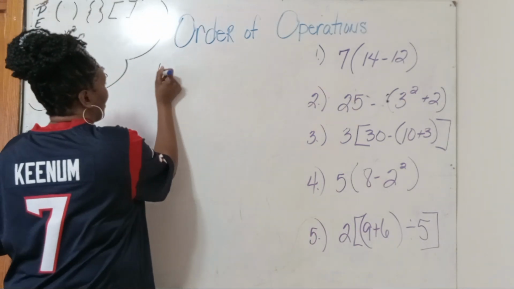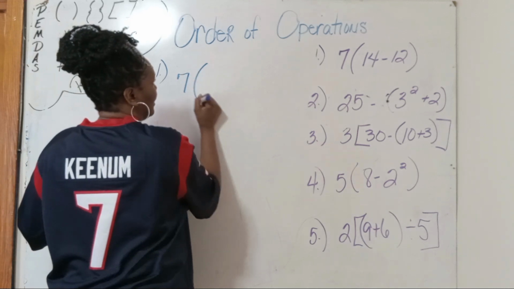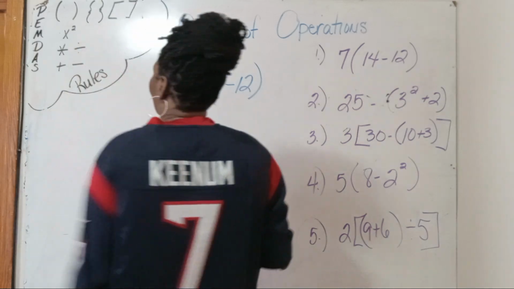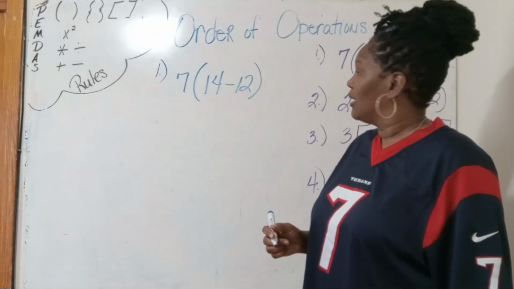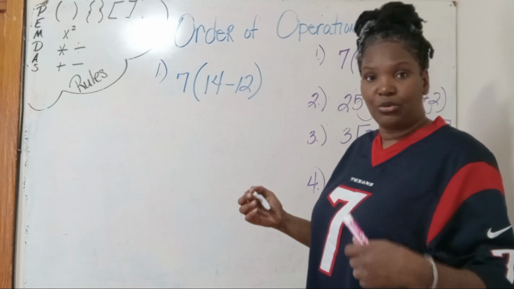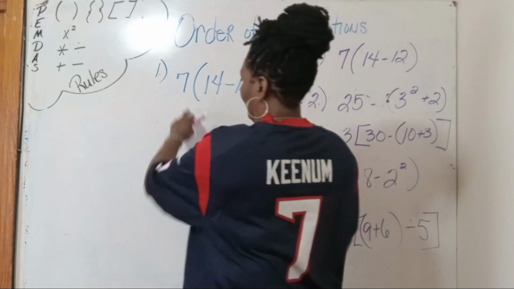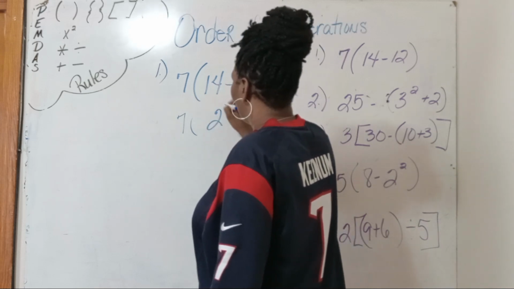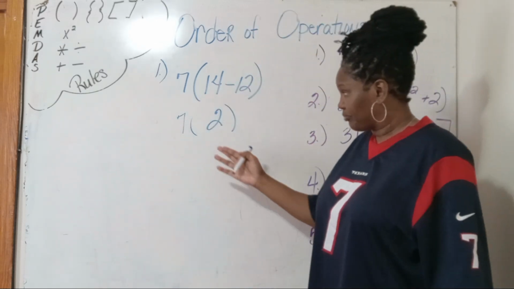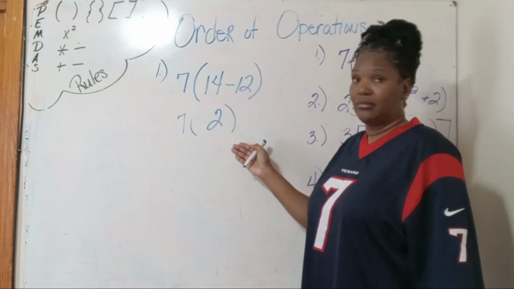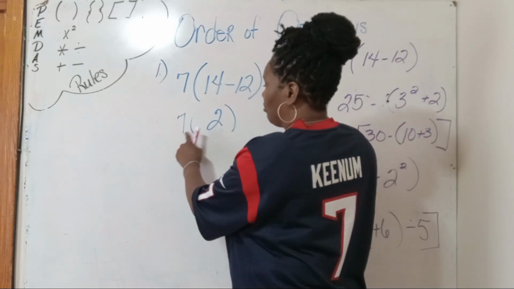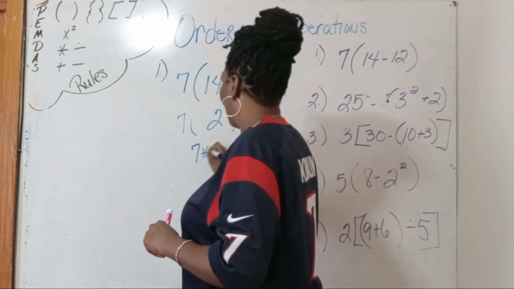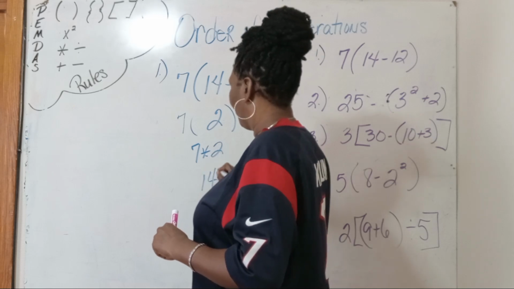All right, so our first problem is 7 times, in parentheses, 14 minus 12. Order of operations tells me I do my parentheses first. So we're going to do our parentheses and bring everything else down. We're just going to bring down the 7. 14 minus 12 is 2. Put my parentheses. Now, there's no other number in the parentheses, but when a number touches parentheses, that tells me to multiply. So this is like saying 7 times 2. What's 7 times 2? 14.